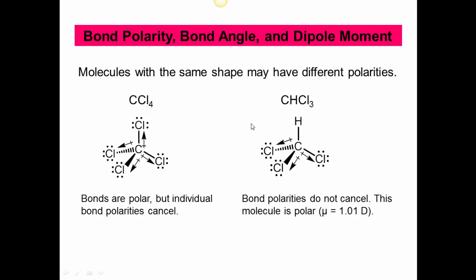Two molecules can have the same shape and have different polarities. So this is an example of carbon tetrachloride and chloroform. In carbon tetrachloride, because this is a completely symmetric molecule, again, even though the bonds are polar, the overall dipole moment is 0 because the bond polarities cancel. You can think about these dipole moments like vectors. So essentially you're adding all of the vectors together, and if the sum is 0, then there'll be no dipole moment. Whereas in chloroform, your bond polarities do not cancel. You're going to have an overall dipole moment pointing down.